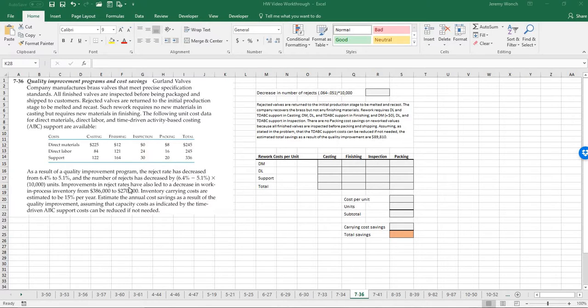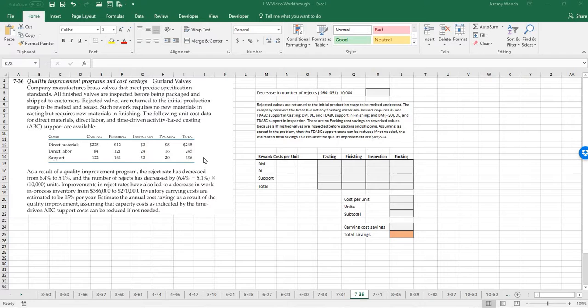As a result of the quality improvement program, they decreased their reject rate from 6.4% to 5.1%, and we're looking at this for 10,000 units. They were also able to decrease their in-process inventory from 386,000 to 270,000, with inventory carrying cost at 15%. So we have to figure out how much implementing this process saved.